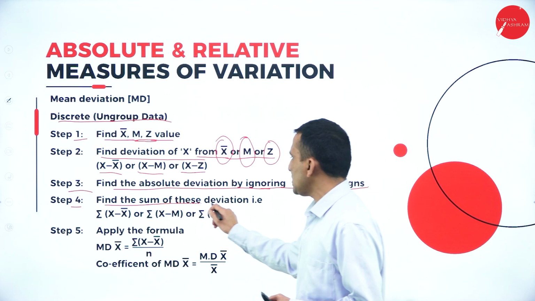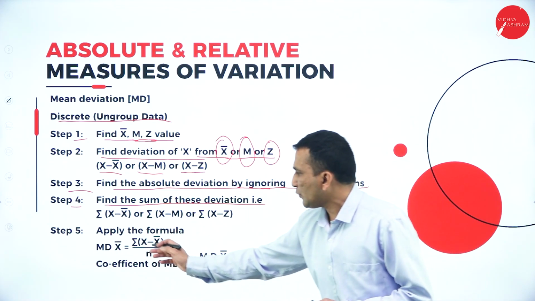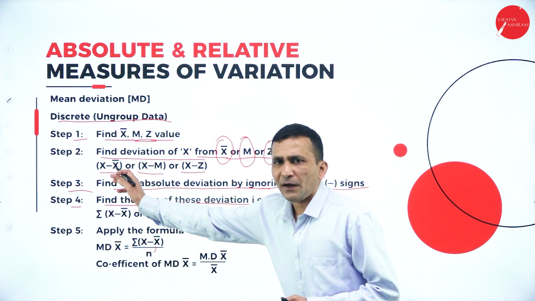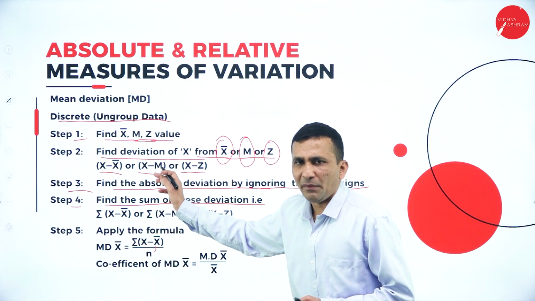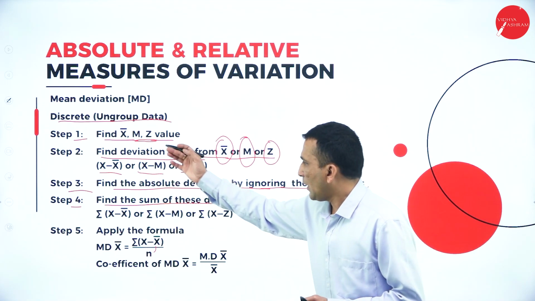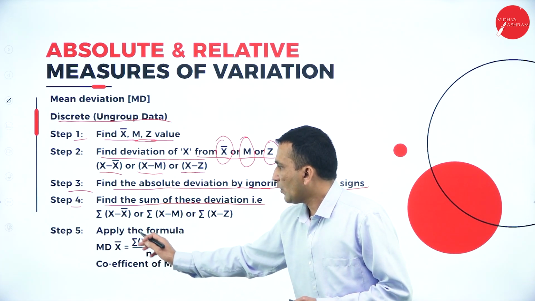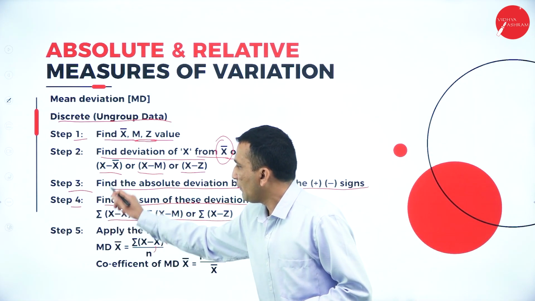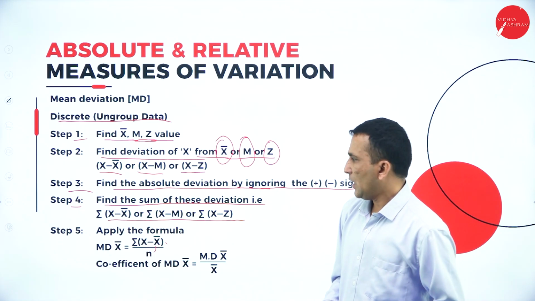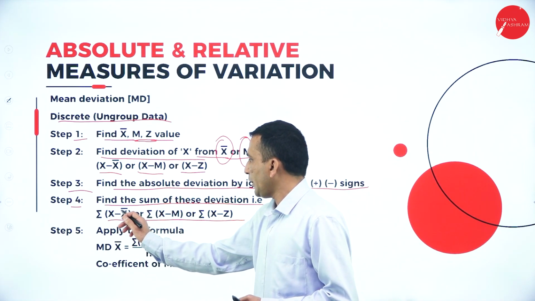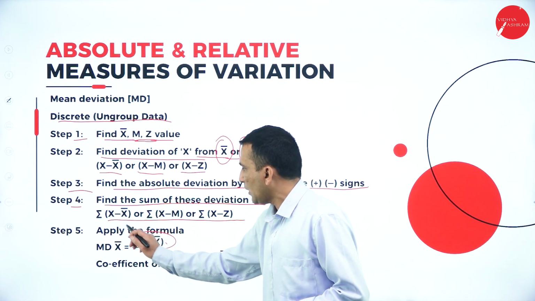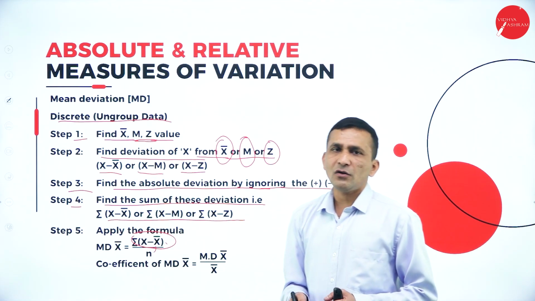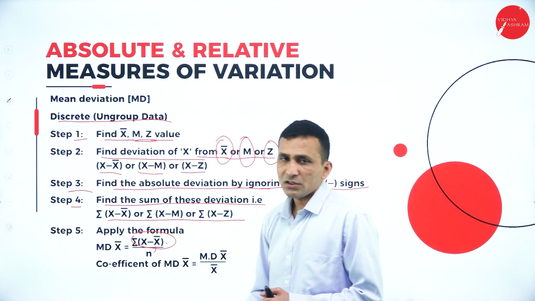Fourth step, find the sum of the deviations. According to the formula, with the help of the X series, whether they ask for mean, median or mode, we take the summation. From X minus X bar, taking it together, we get sigma of X minus X bar. Then, according to the formula, this numerator calculated from the X series is divided by the number of items; under discrete ungrouped data, the number of observations is denoted by small n.